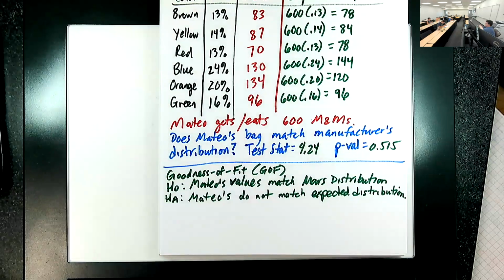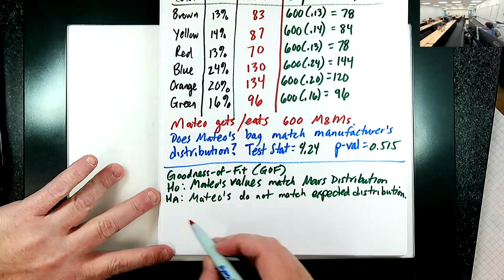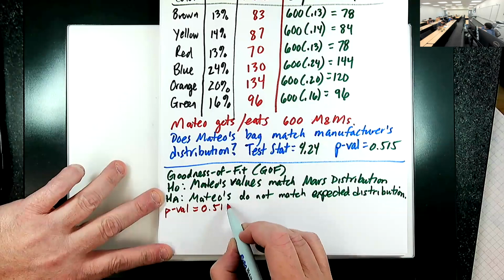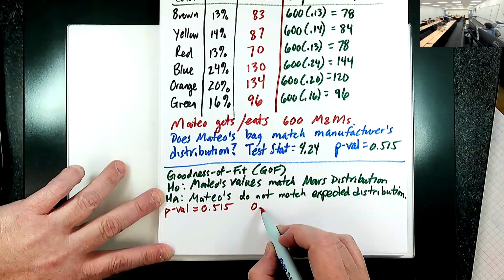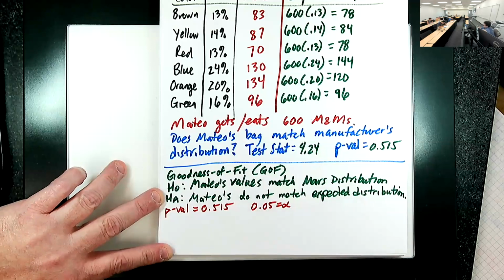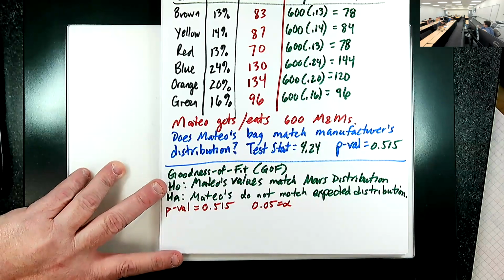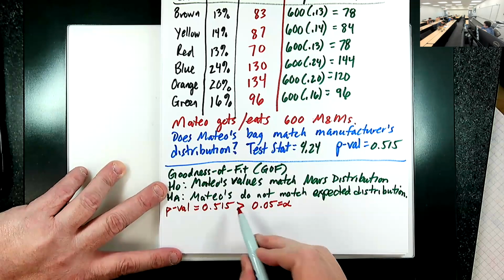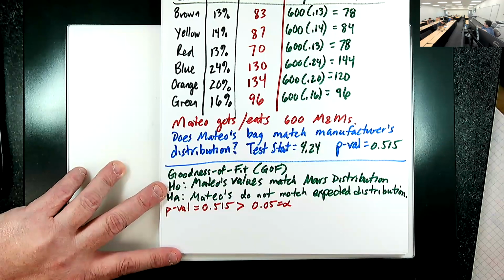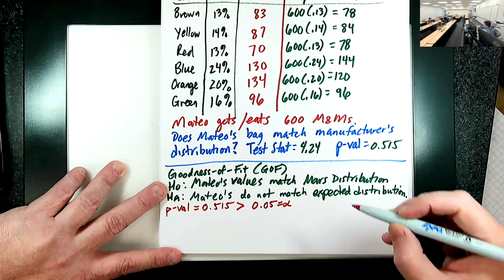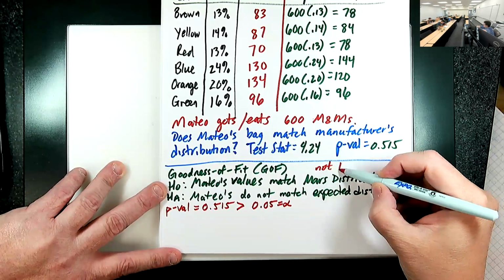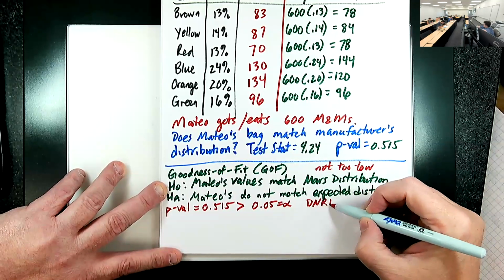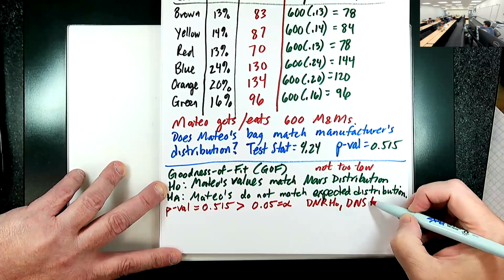Then you should compare p-value and alpha. My p-value is 0.515. My alpha is not stated, so I will use 0.05. And p-value is greater than alpha. So that is a not too low scenario. Not too low is do not reject H naught, do not support HA.